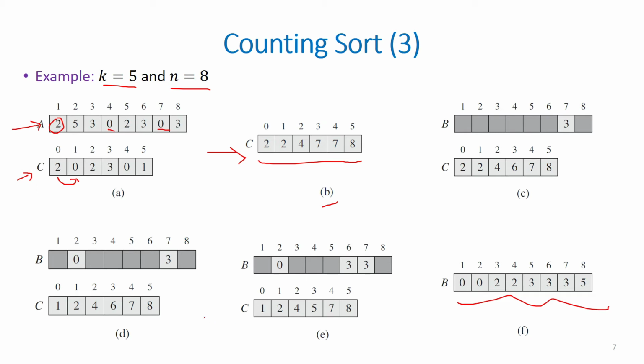So basically, if you look over here, by decrementing C and using it as a counter, we can actually keep track of elements with the same values.